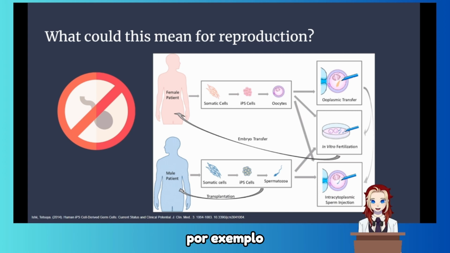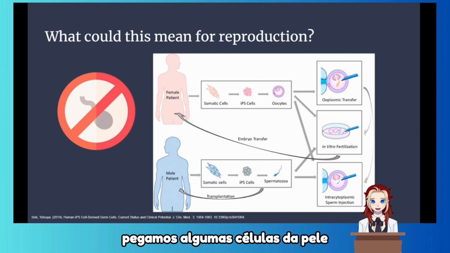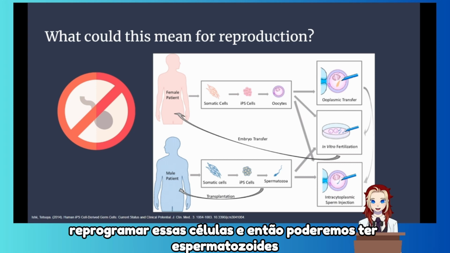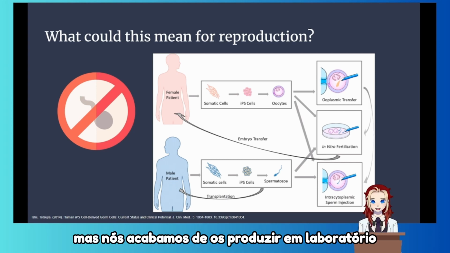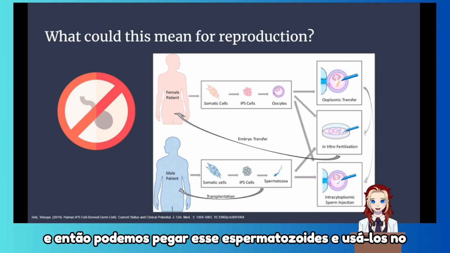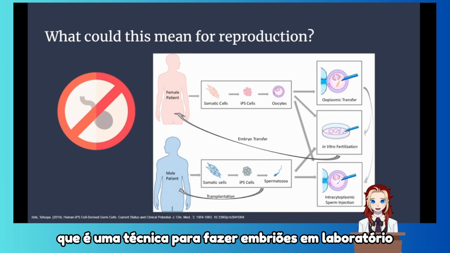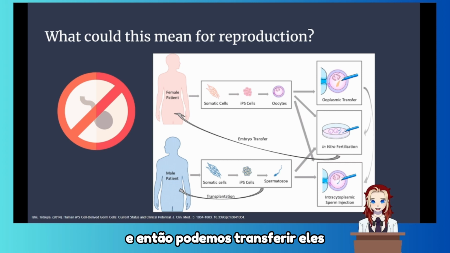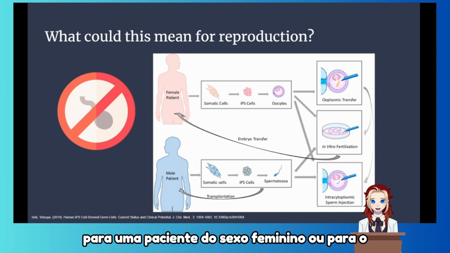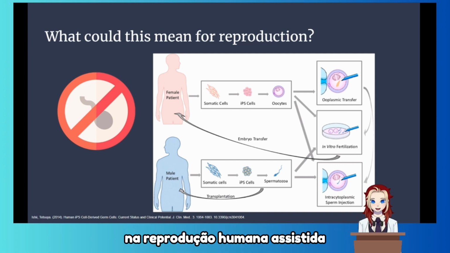So we can, for example, take a male patient that cannot produce sperm cells. We take some skin cells, reprogram those cells, and then we can have sperm cells. He doesn't produce them, but we just made them in the lab. That is really an amazing thing to do. And then we can take those sperm cells and use them in in vitro fertilization, which is a technique for making embryos in the laboratory. And then we can transfer them to a female patient, or to the couple, for patients who are seeking treatments in human assisted reproduction.